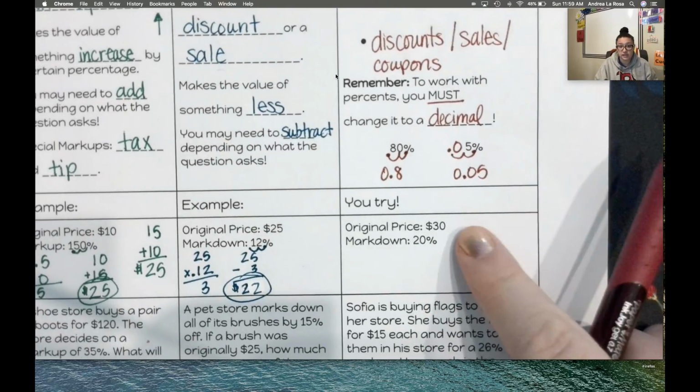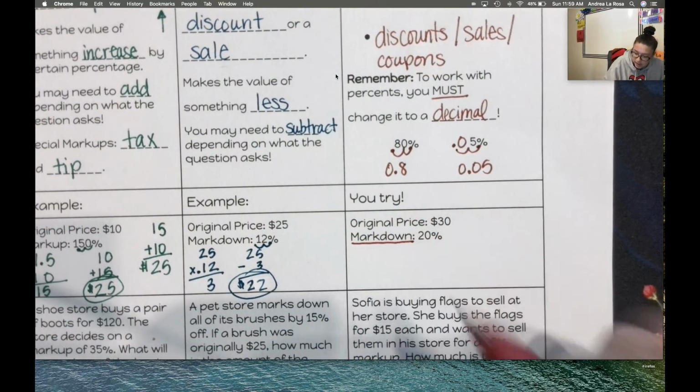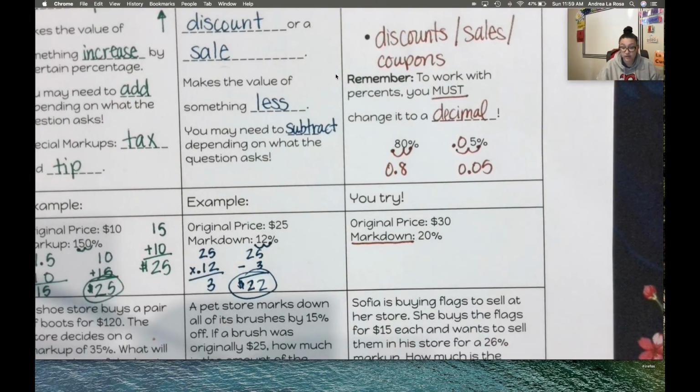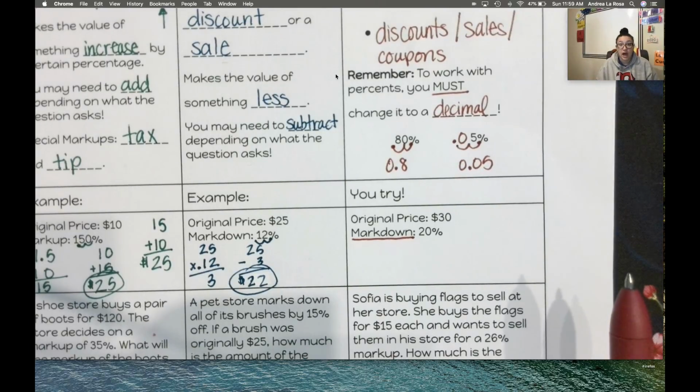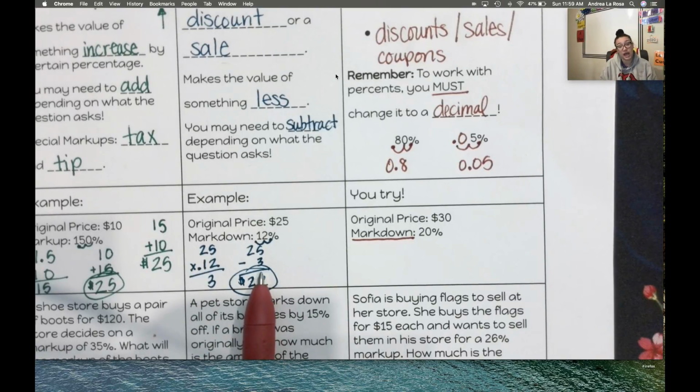I'm going to have you try an example now. This is going to be a markdown. The original price is $30. The markdown percent is 20%. I want you guys to show me both pieces of information. I want to see how much is the markdown and what the total cost is going to be after the markdown. So go ahead, pause your video, and try that for me. Did you double check your work? Double check your work.